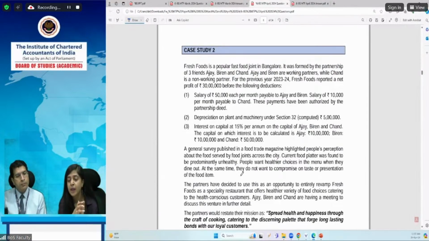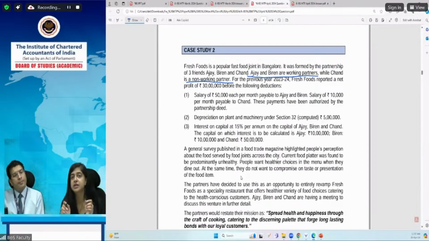There are 3 partners, Ajay, Biren and Chand. Ajay and Biren are working partners. So it is very important to note down that they both are working partners while Chand is a non-working partner. Why is it necessary? Because as per section 40B of the Income Tax Act, the remuneration which is allowed as per income tax is only to a working partner. It means if the salary is payable by the partnership deed to the non-working partner, it is not allowed under Income Tax Act for deduction purpose.